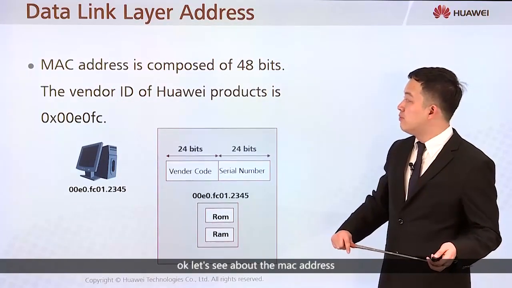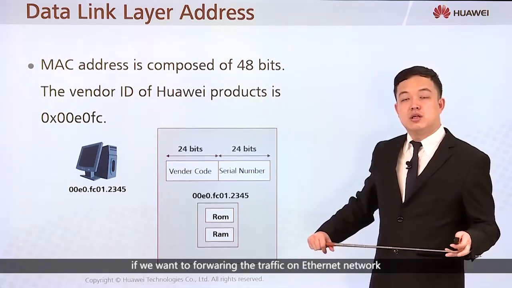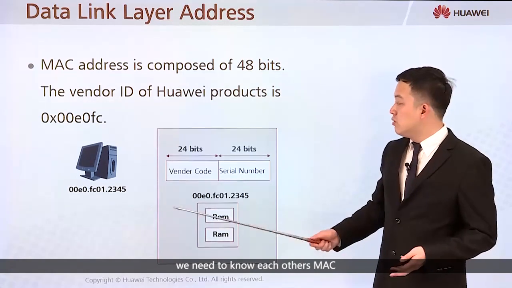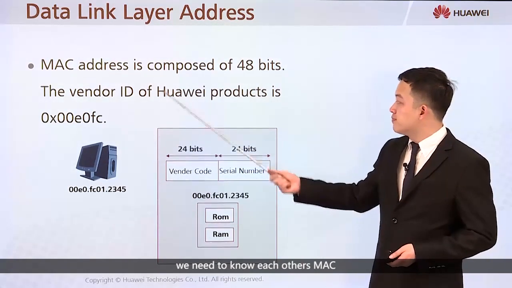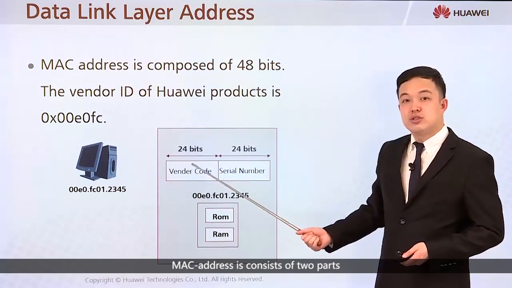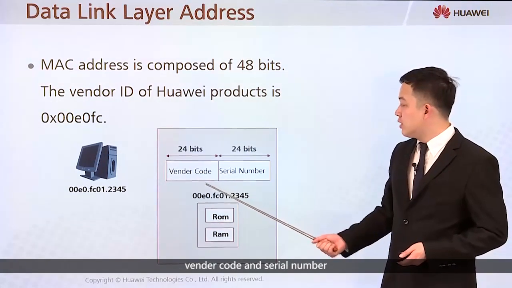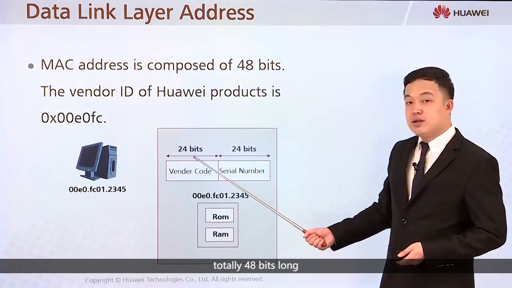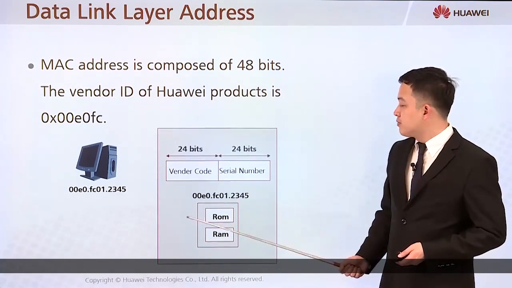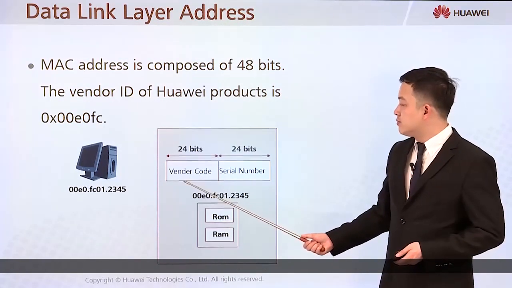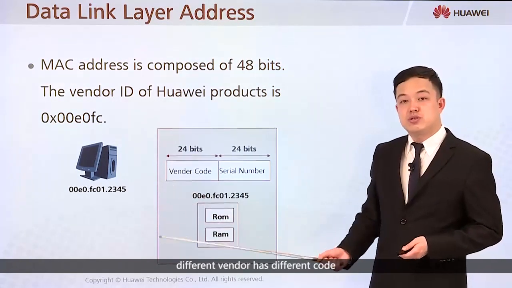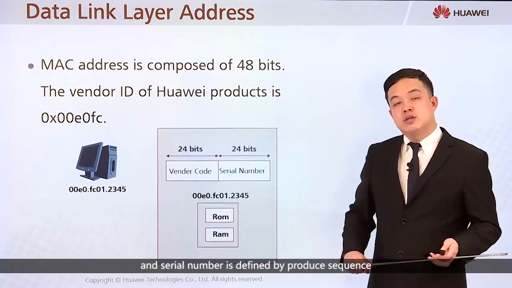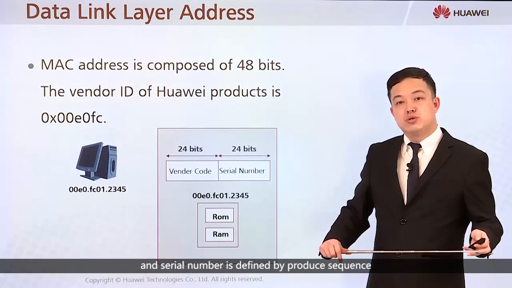Okay, let's see about the MAC address. If we want to forward traffic on an Ethernet network, we need to know each other's MAC address. A MAC address consists of two parts, the vendor code and the serial number. It is 48 bits long in total. The vendor code is different for each vendor, and the serial number is assigned by the product production series.